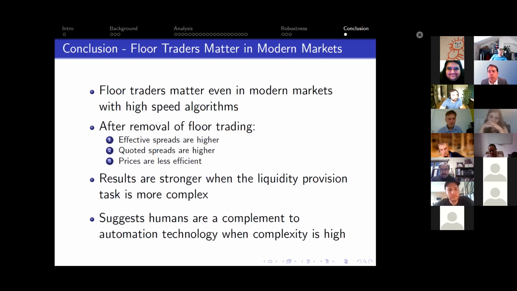Okay, so let me conclude and then I'll take some more questions if people have them. So at a high level, I guess I don't know what your prior was. I thought, almost by revealed preference, that algorithms were replacing humans because they were better than humans.